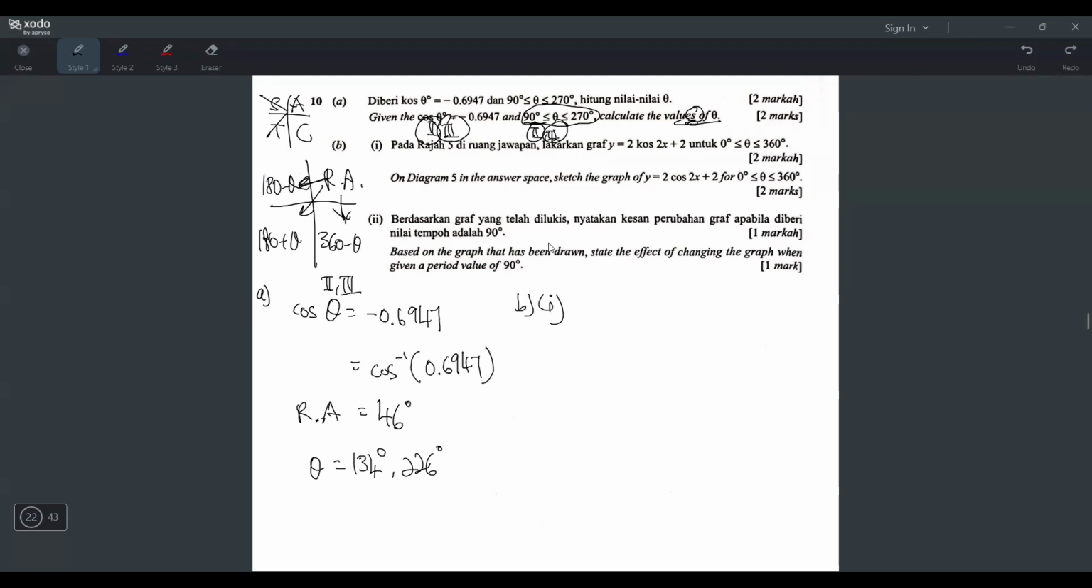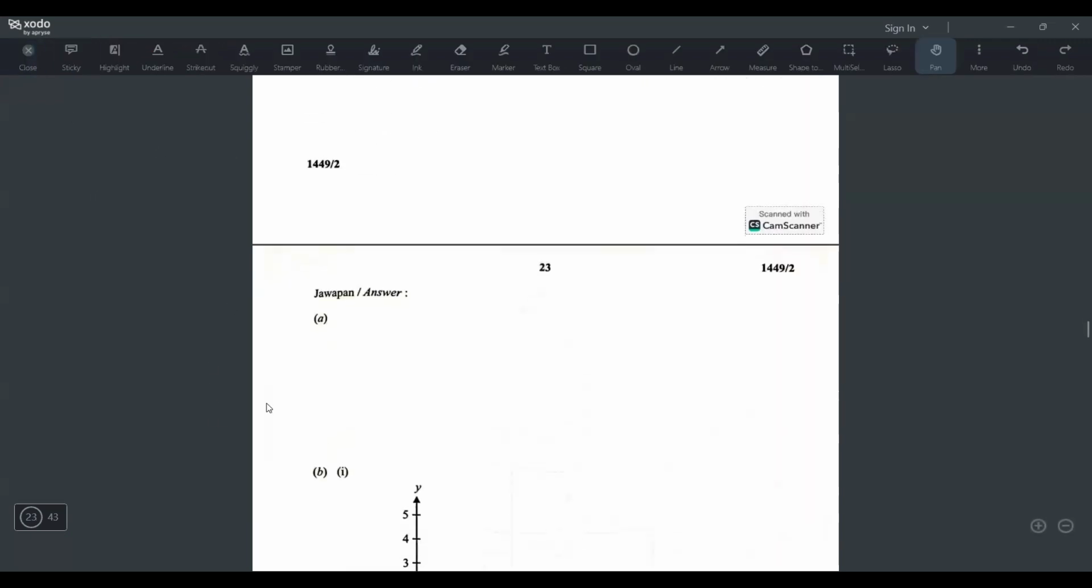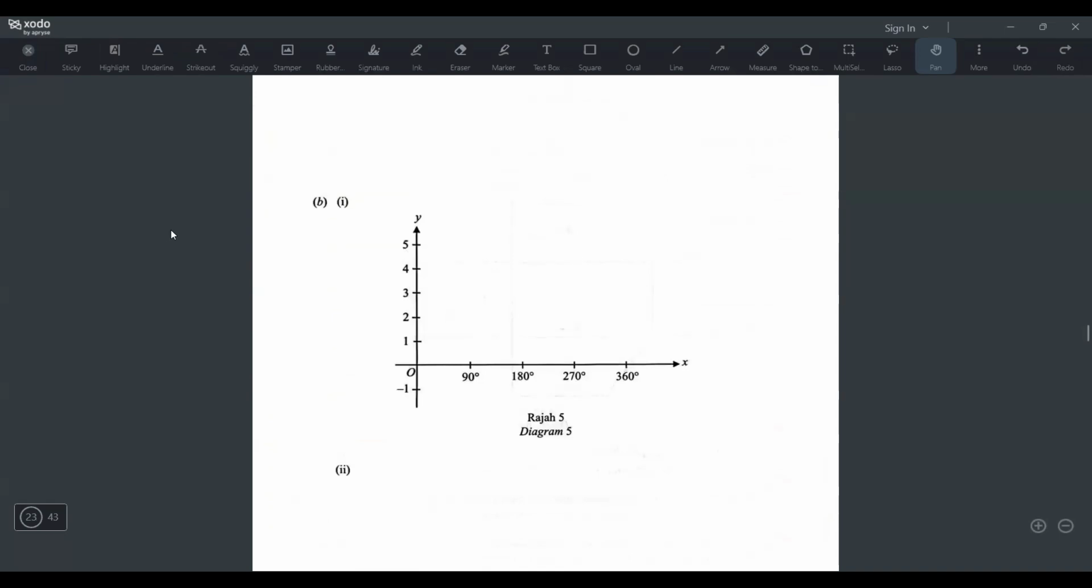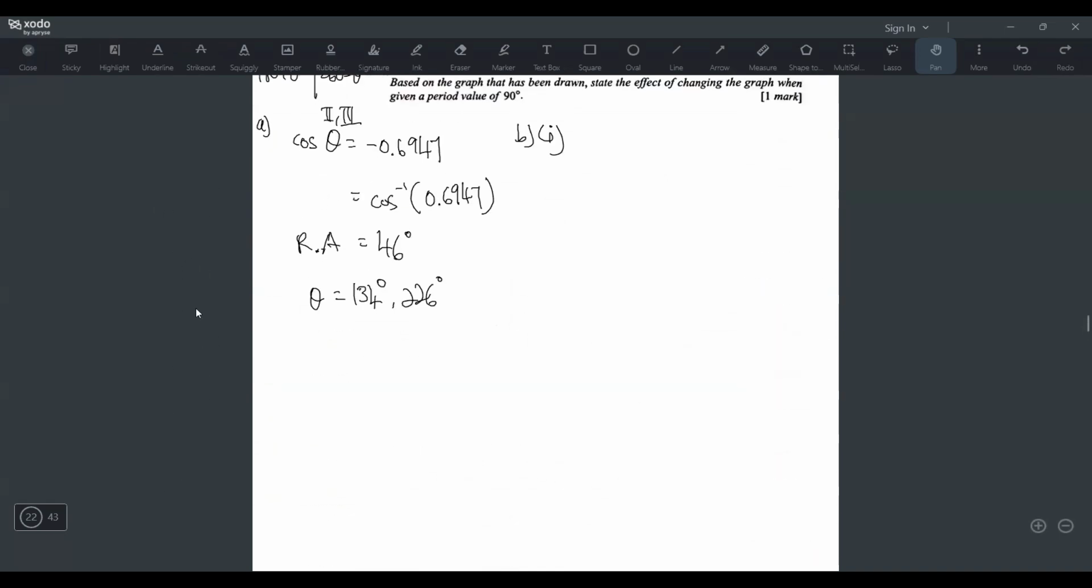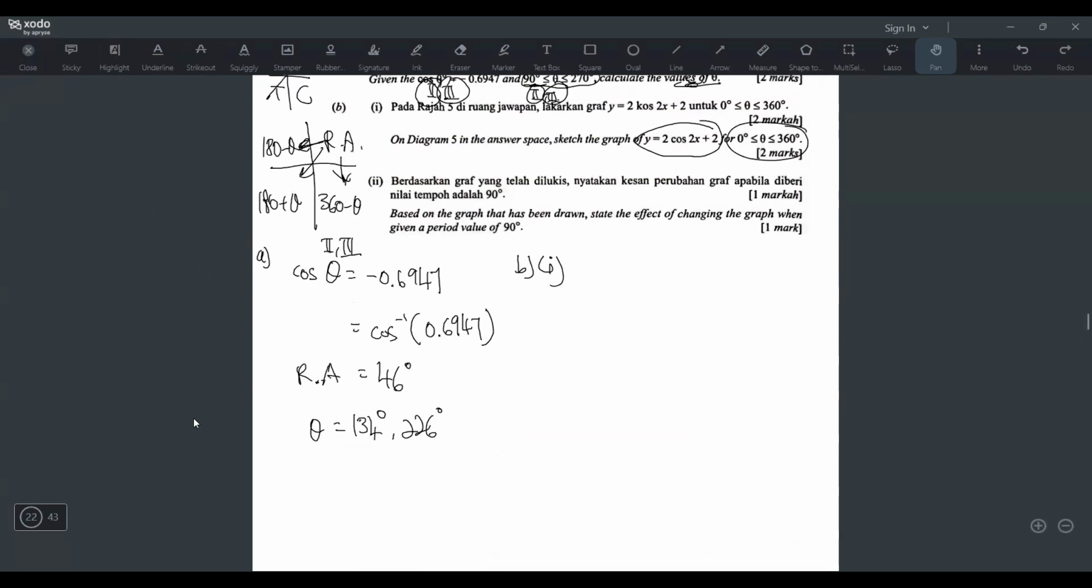B1. On the diagram 5 in the answer space, sketch the graph of y equals 2 cos 2x plus 2 for theta in between 0 and 360. Okay, let's go to diagram 5 in the answer space. Oh, this sudah lukis siap-siap the axis for me. But I don't want to straight away draw the actual one first.